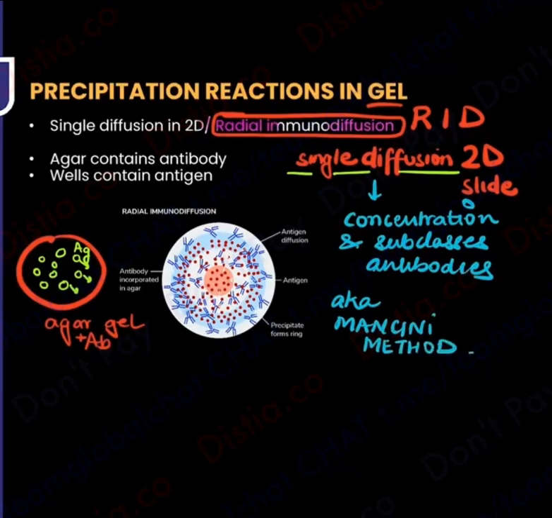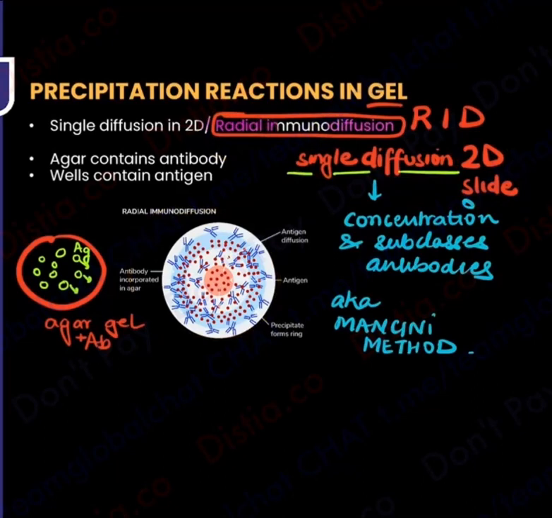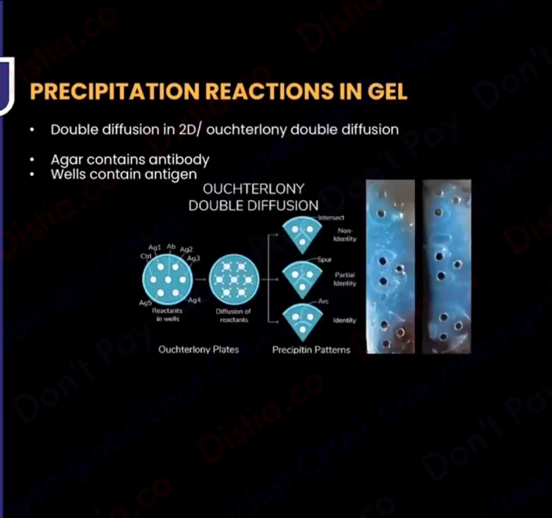So I'm repeating once again, radial immunodiffusion. Radius will remind you that this happened on a slide. Slide means it's a two dimension, and immunodiffusion means one diffusion. It has occurred in single diffusion. So what am I left with now? Now I'm left with DDDD. Now ma'am, you are left with two dimension and double diffusion. What did I say? Two dimension and double diffusion.